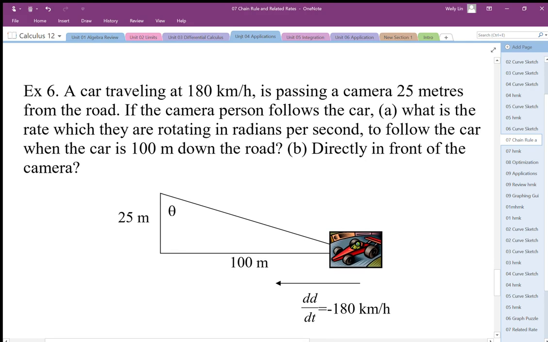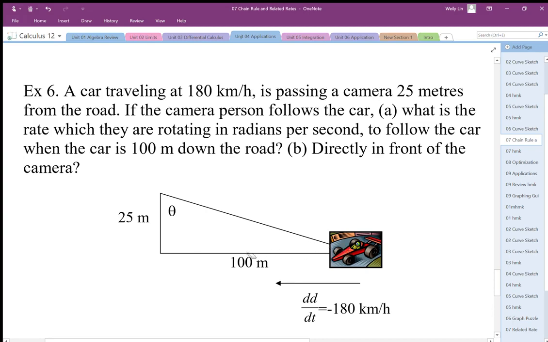Okay, so imagine a car driving along the road. You're standing 25 meters from the road. So here's my road. The car's traveling really fast this way, closing the distance between you, your observation point, and where he is. He's going at 180 kilometers an hour.